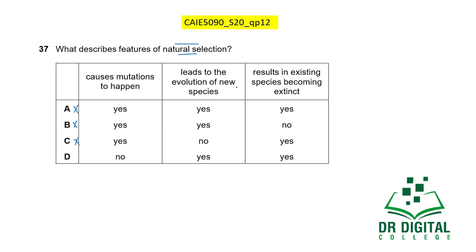Leads to the evolution of new species. Yes, evolution of new species can happen. Results in existing species becoming extinct. Yes, already existing species may become extinct because they may change into new species or some other species overcome them. So that is true. This is also true. So the answer for this question is D.